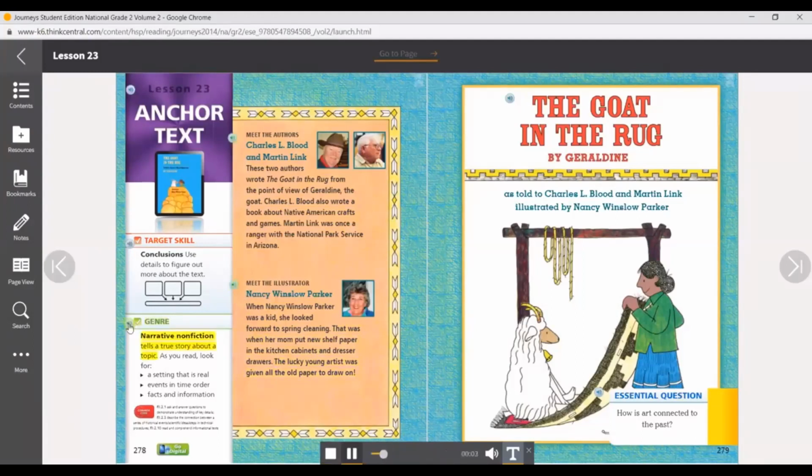Genre: narrative nonfiction, tells a true story about a topic. As you read, look for a setting that is real, events in time order, facts and information.